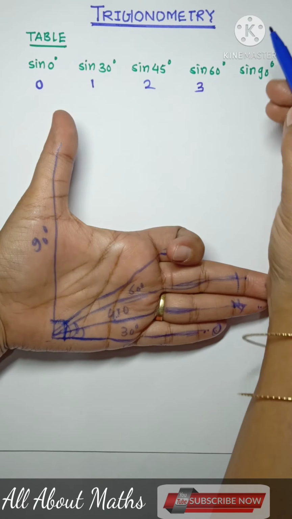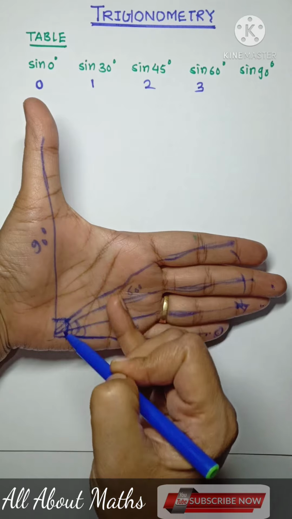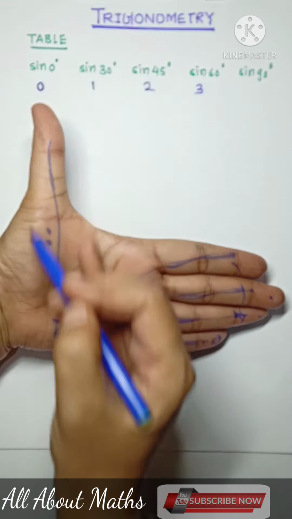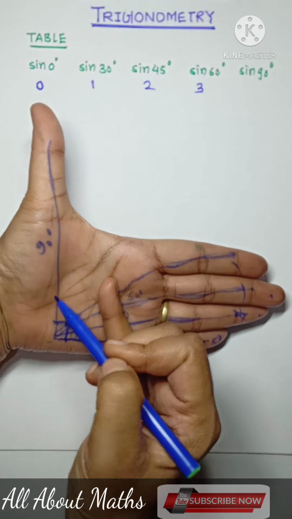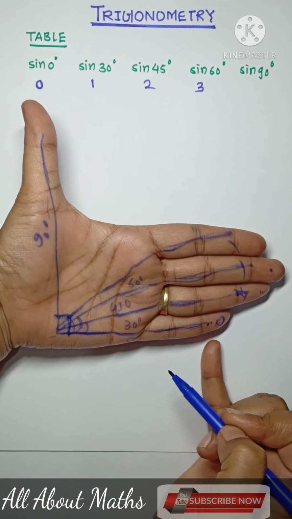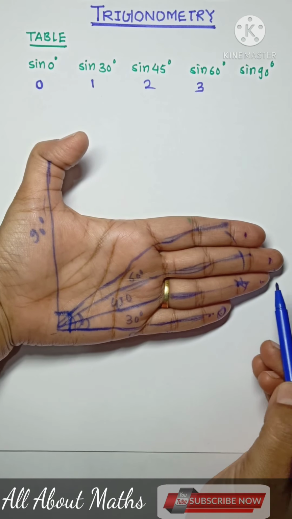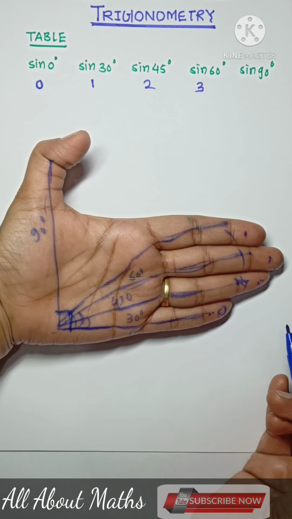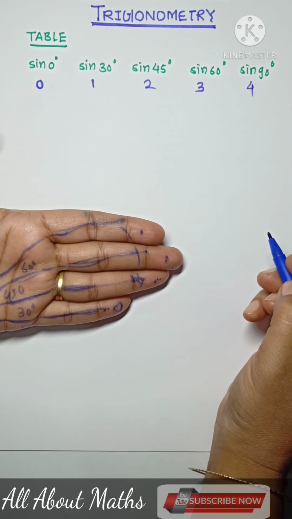Now sine 90. This is our 90 degree line, right? Our thumb is our 90 degree line. So if we consider this line, how many fingers are left over here? This is the 90 degree line. So 1, 2, 3 and 4, right? So we'll put 4 over here. You got it?